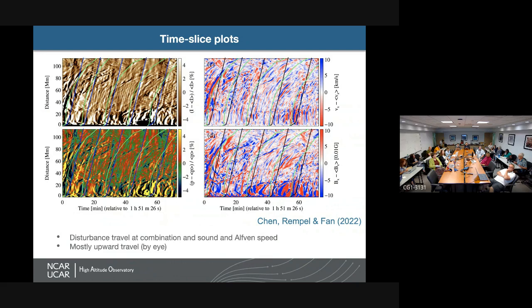Since this is mostly a closed field region, still quiet sun, most of the magnetic field is actually closed inside the simulation domain.